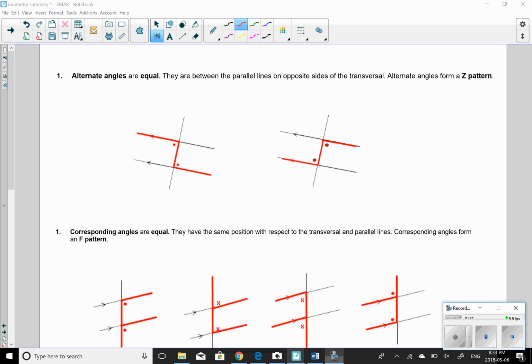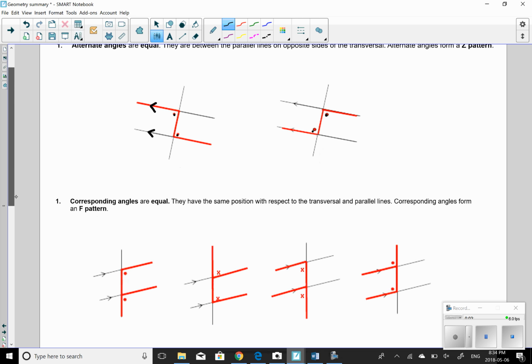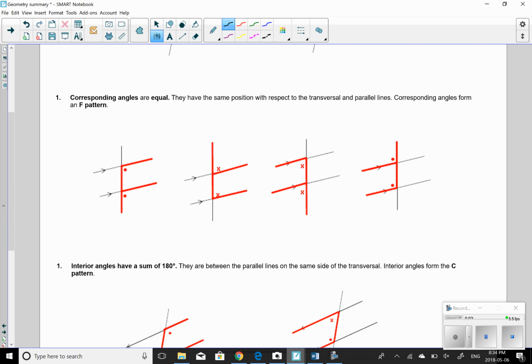Now let's look at some rules for when we have parallel lines. So here, this is what a parallel line symbol looks like. Then you have a transversal that goes through them. If you see a Z pattern, it could be that way, it can be the opposite way. This angle and this angle, the inside ones, and this angle and this angle will always be the same. That's the Z pattern.